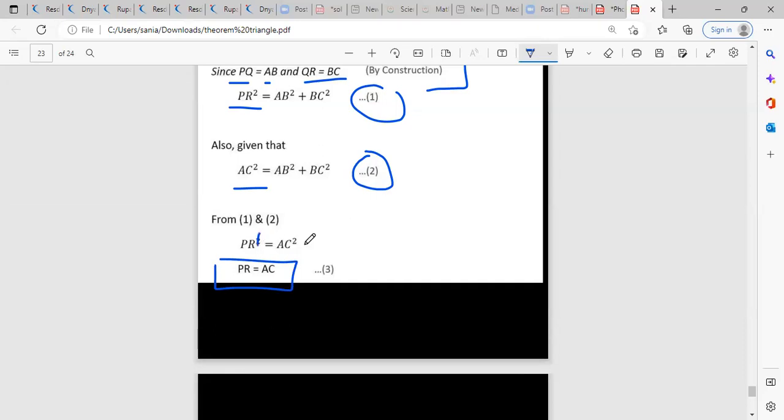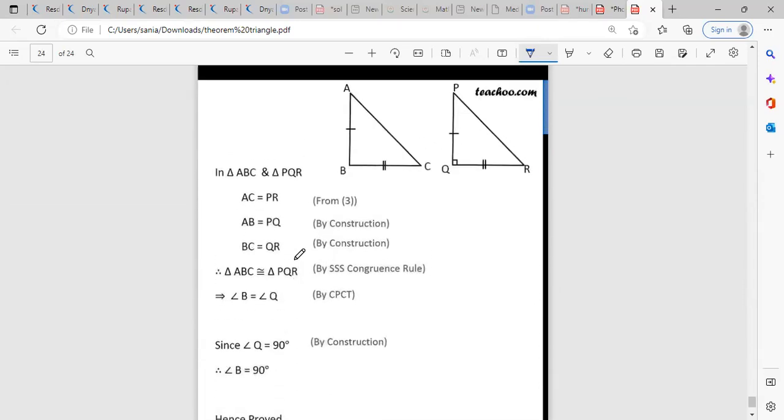Now in these two triangles, AC is equal to PR and AB is equal to PQ, and BC is equal to QR, so these two triangles are congruent. Similarly, angle B is equal to angle Q by CPCT.